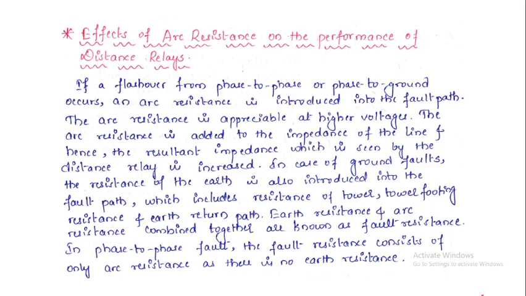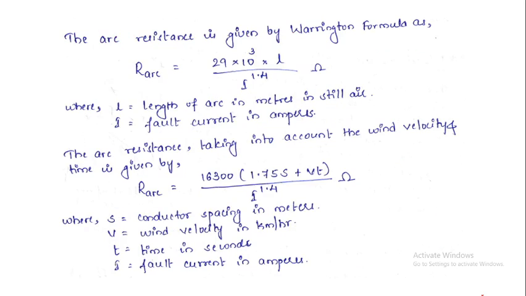So earth resistance and arc resistance combined together are known as fault resistance in case of a ground fault. Whereas in case of a phase to phase fault, the fault resistance consists of only arc resistance, as there is no earth resistance. In a previous lecture we discussed that phase to phase fault means there is no earth resistance. It is excluding the earth point, hence the earth resistance is not included in the phase to phase fault.